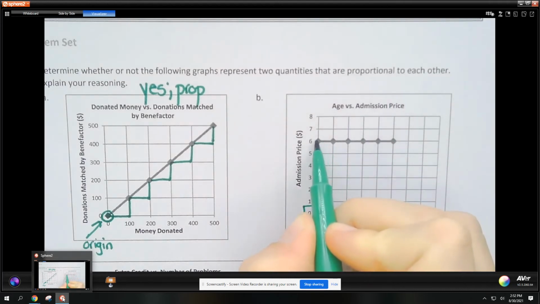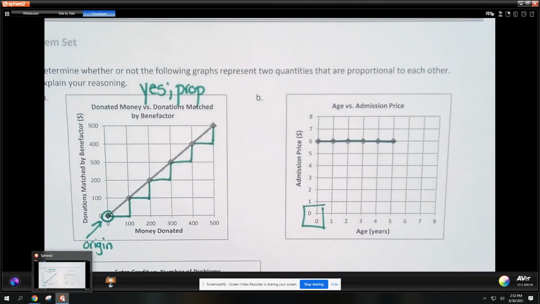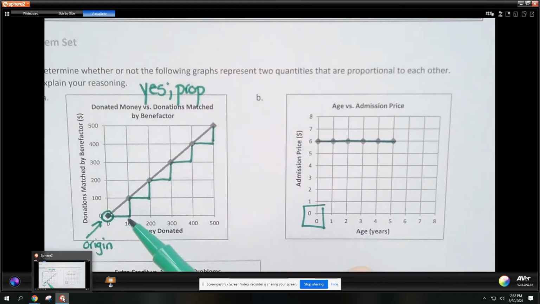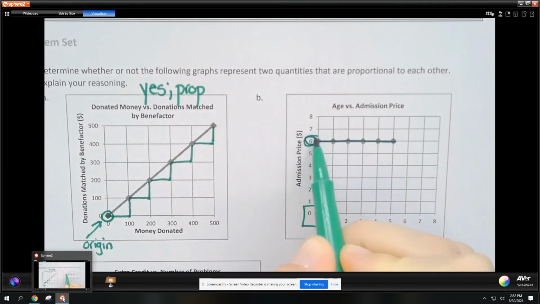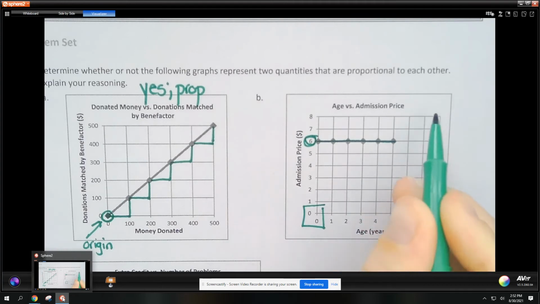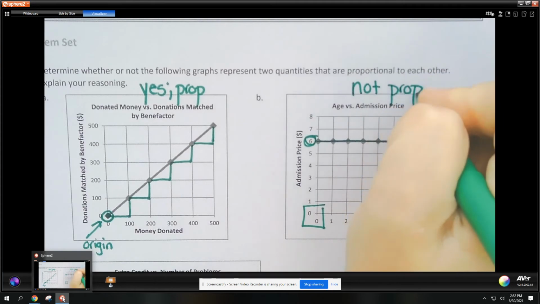Another thing to notice is this is a straight line, but we don't see any sort of increase or constant rate of change. So if we go back to A, we can see that this line is increasing at a consistent rate. Over here, it doesn't matter if you're 0, 3, 5, 8, or any age, you are always going to pay $6 admission. So because this does not go through the origin and does not have a constant rate, straight line increasing, this is not a proportional relationship according to the graph.